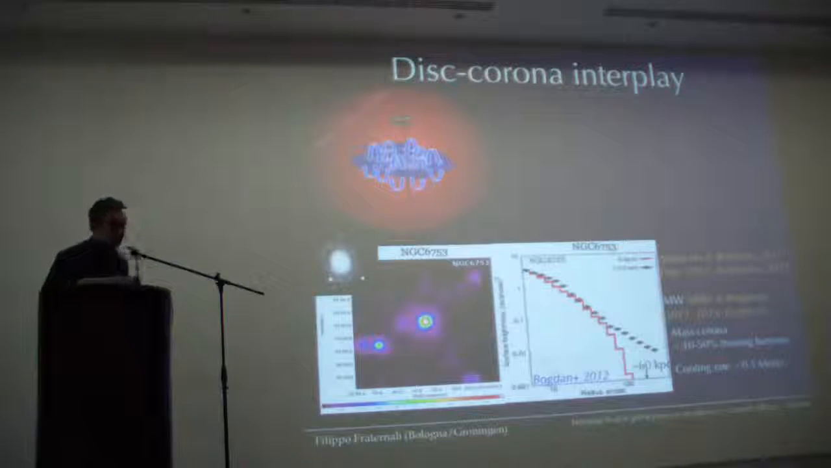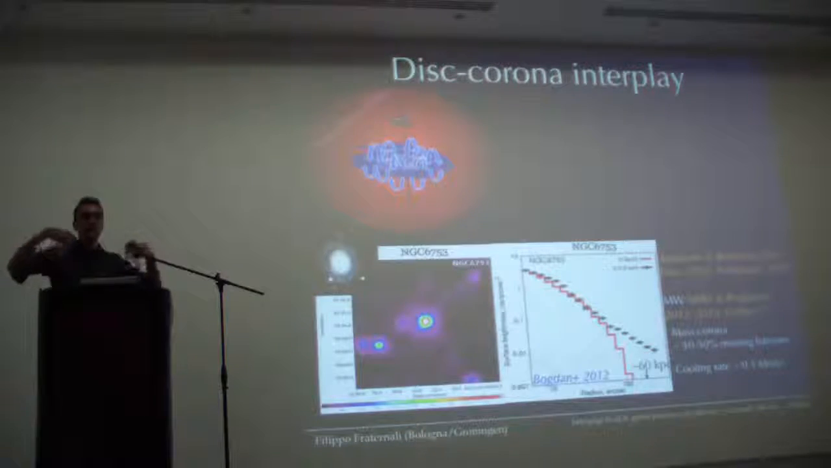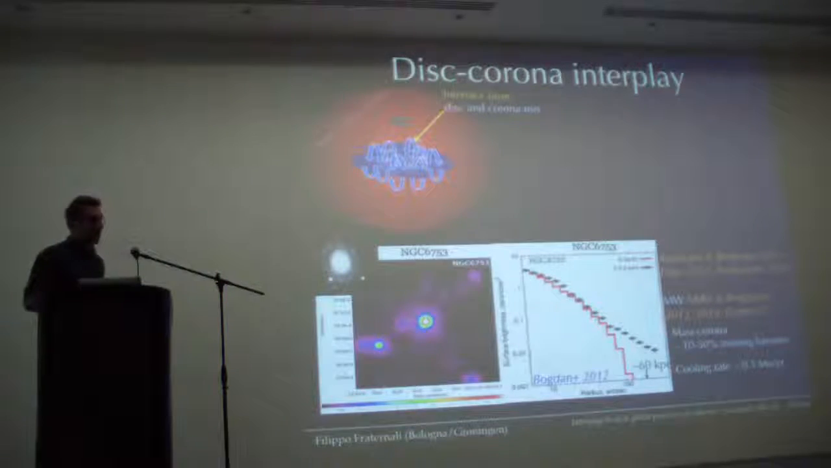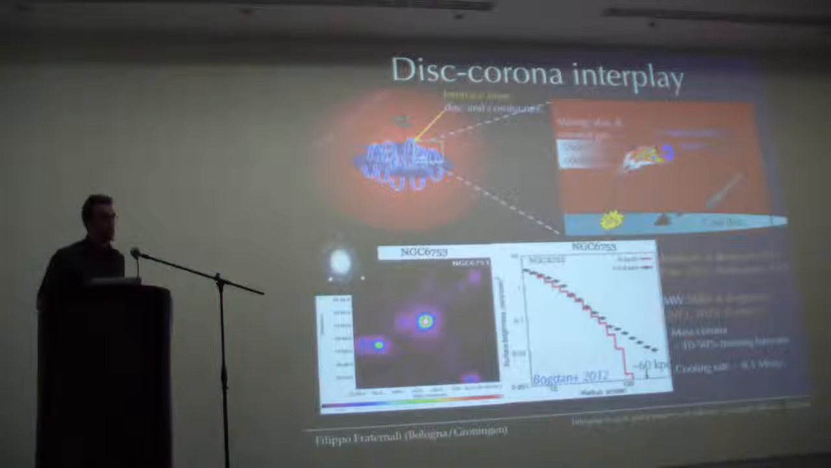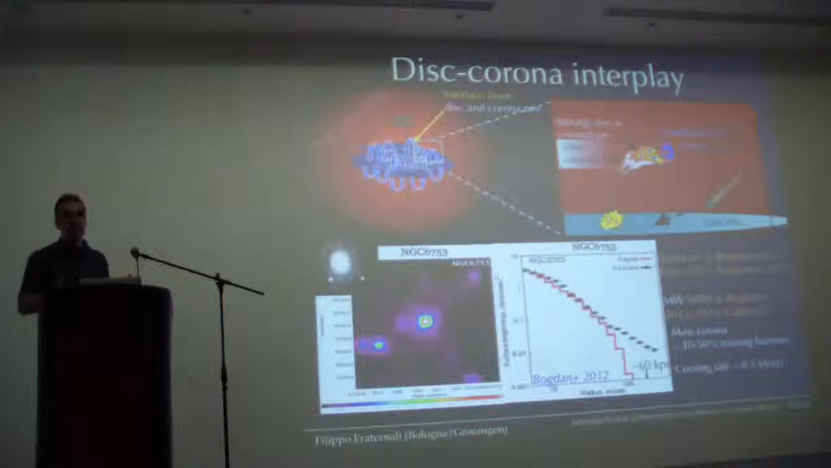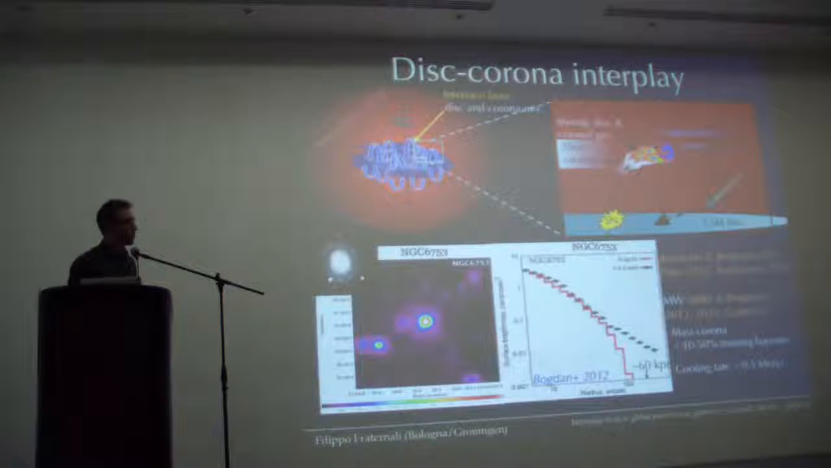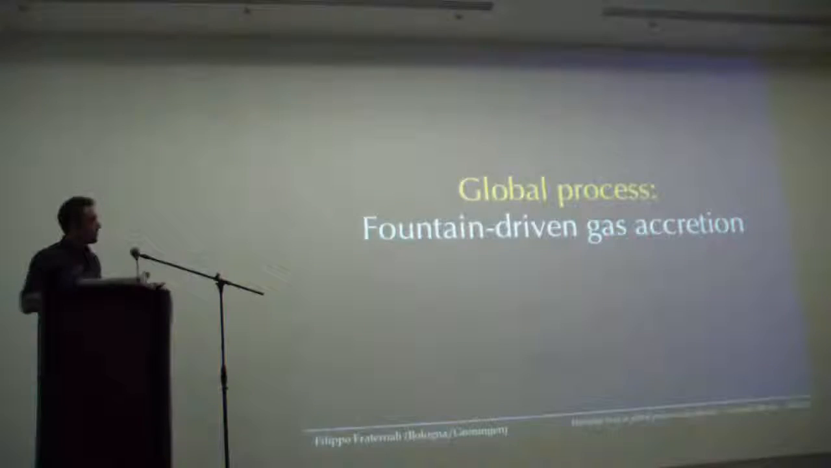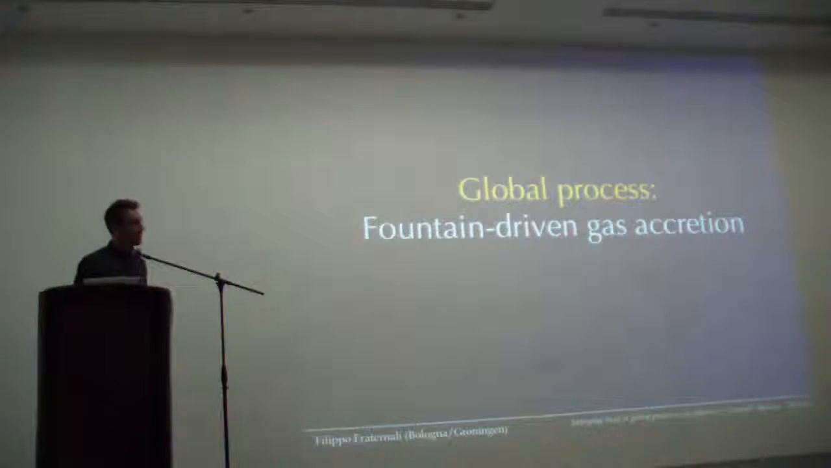And obviously, if you have a fountain going off in the disk, so superbubbles throwing material into the halo, there is going to be a lot of mixing between the fountain and the corona. This happens in a layer, and this mixing may have several consequences. The consequence that I'm mostly interested in is the fact that it shortens considerably the cooling time of the corona, and so the corona can increase. So I'm going to show you very briefly the global process of this fountain-driven accretion, and then I'm going to focus on some local effects.